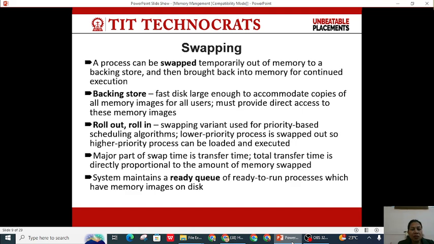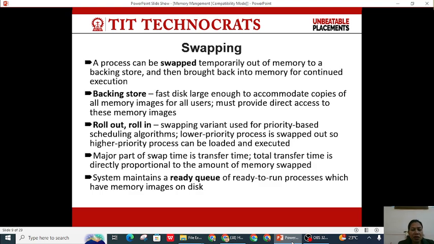A process can be swapped temporarily out of memory to a backing store and then brought back into memory for continued execution. When it is not required, it is temporarily taken off from the memory and kept in the backing store. Basically, backing store is our hard disk, large enough to accommodate copies of all memory images for all users, and it must provide direct access to these memory images.